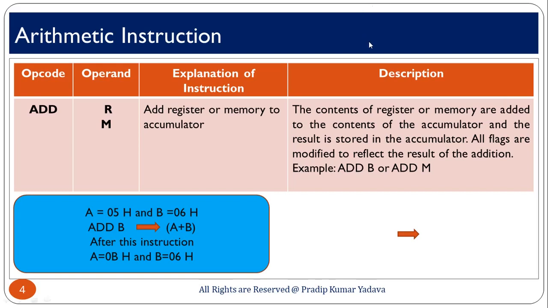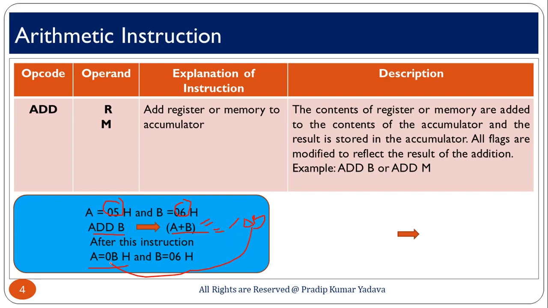Suppose the content of A is 05, and the content of B is 06. When you write ADD B, the meaning is A plus B. After addition, whatever the output is will be stored in the accumulator. So the content of A is 05, the content of B is 06. After this operation, both will be added, so the output will be 11, which in hexadecimal is 0B, and that 0B will be stored in the accumulator.